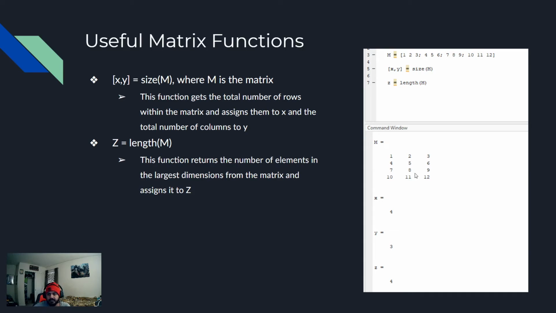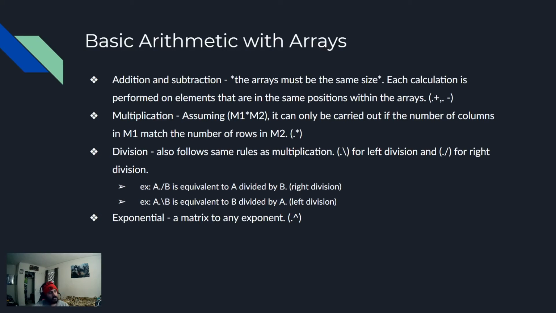So over here, let's say in the largest dimension, so 4, right? So it's a 4 by 3, so the length would be 4. So it returns a 4 to the matrix over here, so z would be equal to 4.